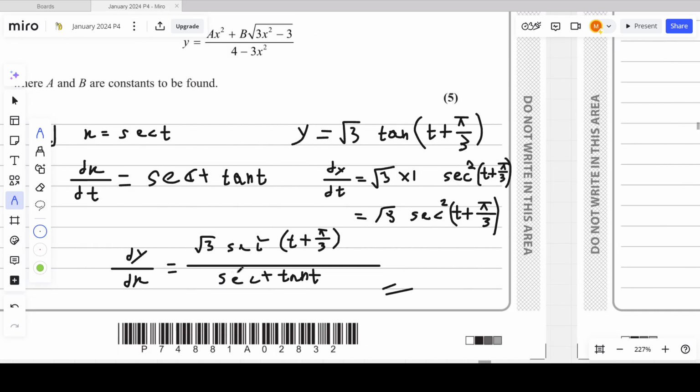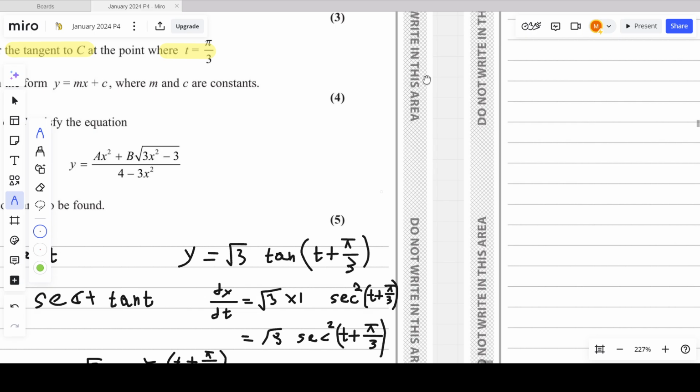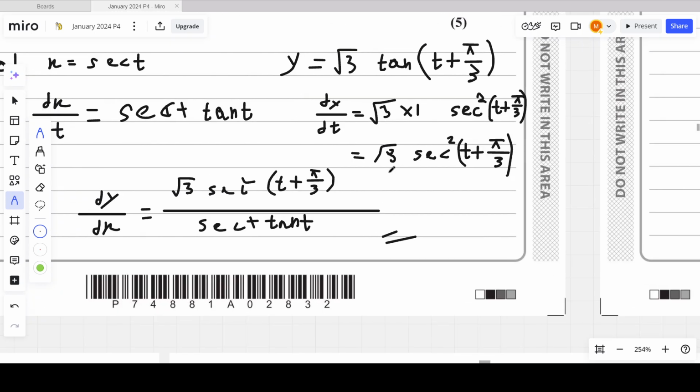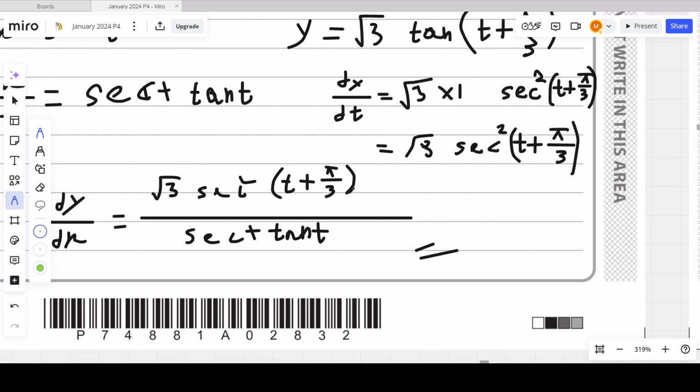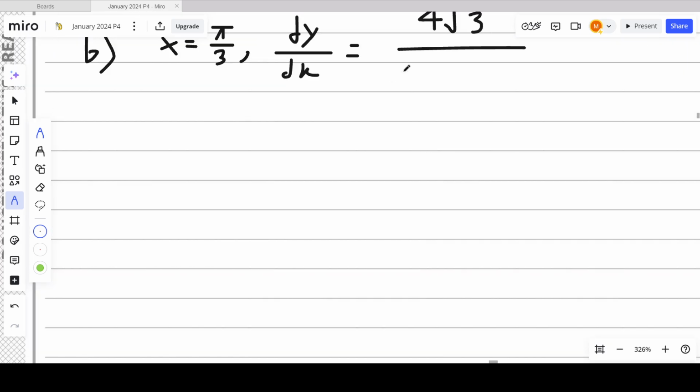It would be sec t tan 3. So sec pi over 3 is what? Sec 60 degrees, right? Pi over 3 is 60 degrees. So sec 60 degrees is what? 1 over cos 60 degrees, which is 1 over half. 1 over half is what? 2. And tan 60 degrees is what? Tan 60 degrees is square root of 3.